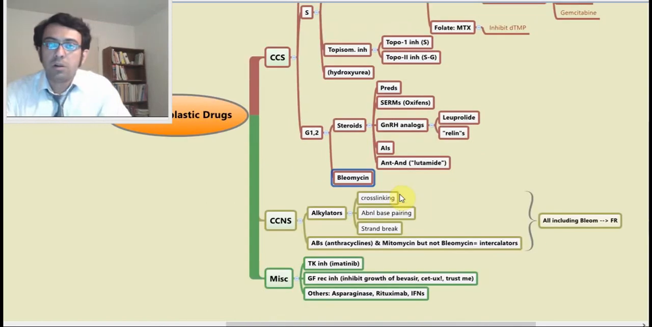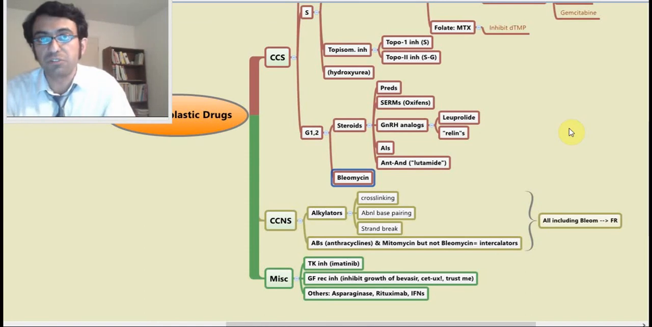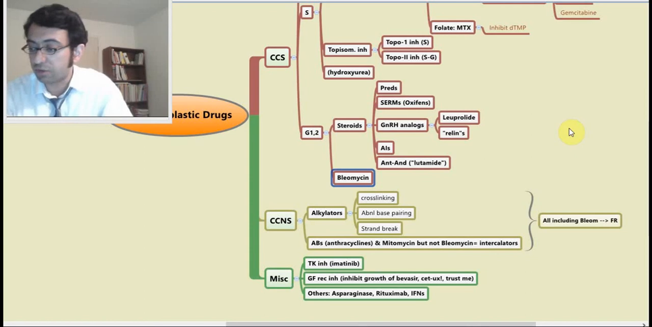Two specific points regarding bleomycin, well, maybe three. One is it's the only anti-neoplastic antibiotic that is cell cycle specific. The other is it doesn't cause much myelosuppression in its side effect profile, but instead it causes pulmonary fibrosis. And the other point is its relative or family member, neomycin, is cell cycle non-specific.